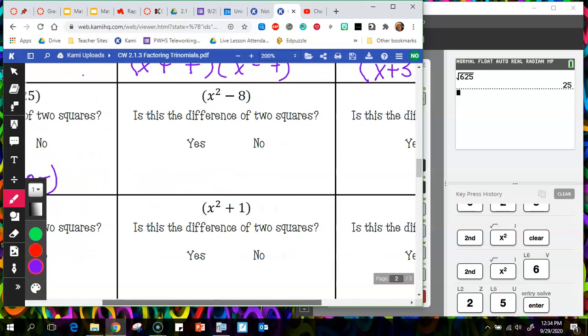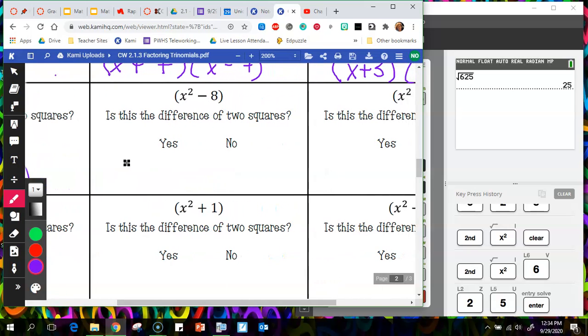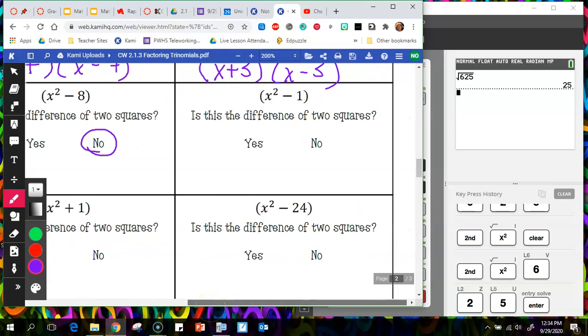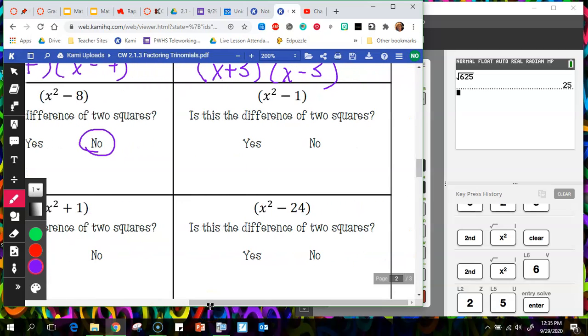Okay. x squared minus 8. 8 is not a perfect square. It's actually a perfect cube, but this is not a difference of two squares because 8 is not a perfect square. 1 is a perfect square. 1 squared is 1. So this is a difference of two squares. My factored version would be x plus 1, x minus 1.